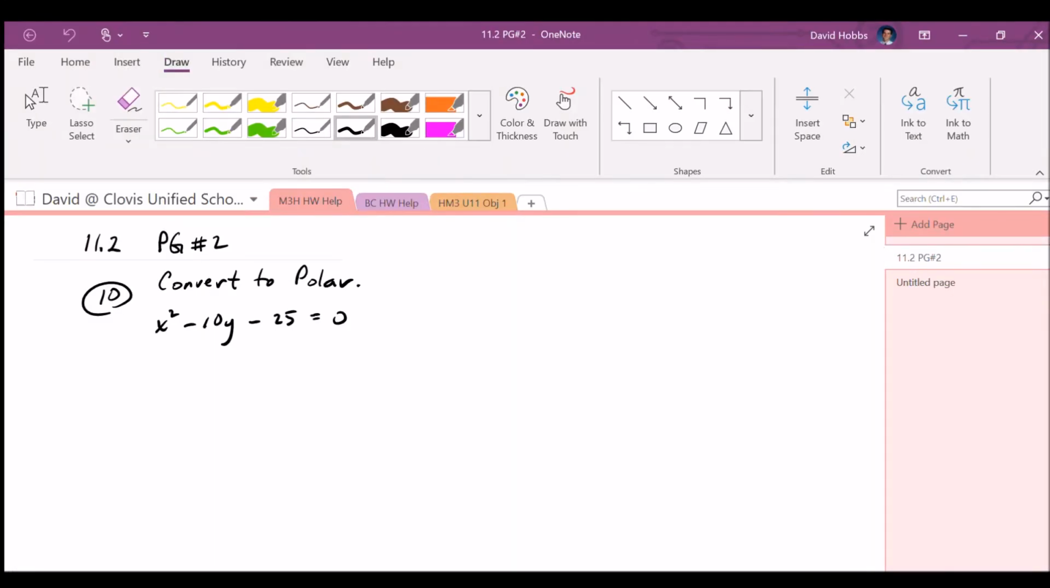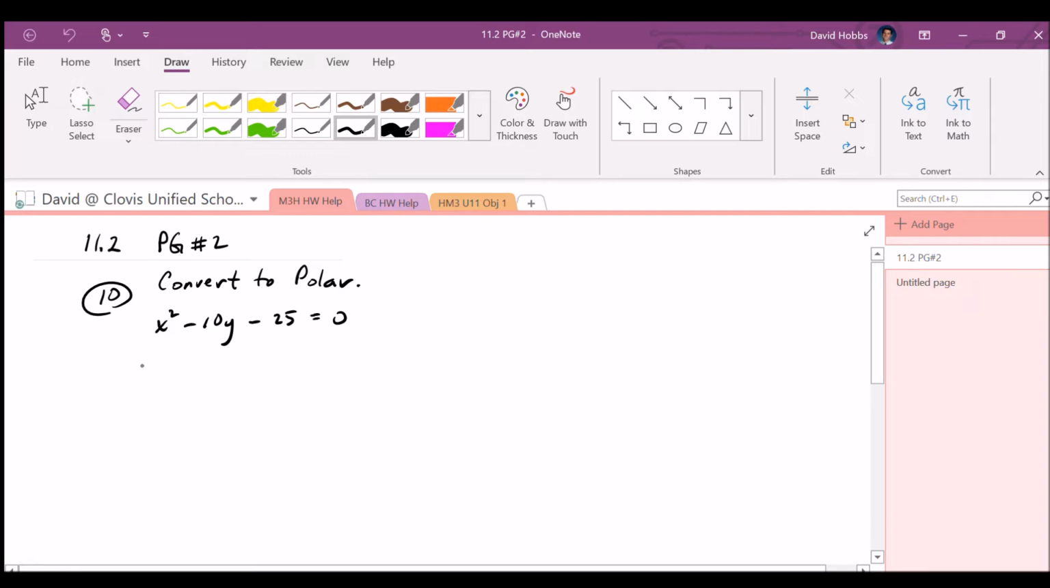Okay, I was asked about problem number 10 on 11.2, and yes, it is a challenging problem. I'm going to do a little bit, and then I'm going to give opportunities for you to pause and work on it yourself. I probably won't finish it completely, but get it very close to the end. So anyway, here we're converting to polar, and we have x's and y's, and I think it's pretty straightforward.